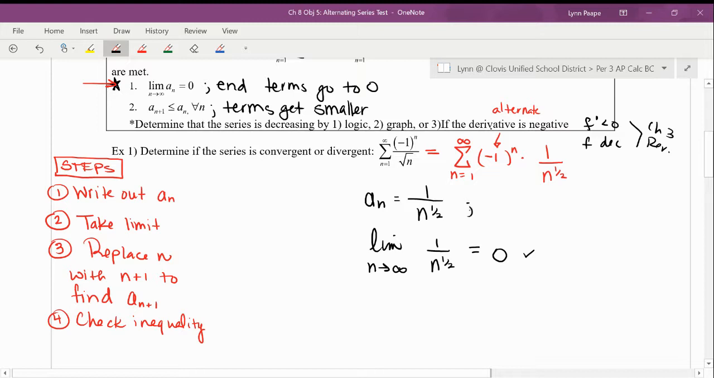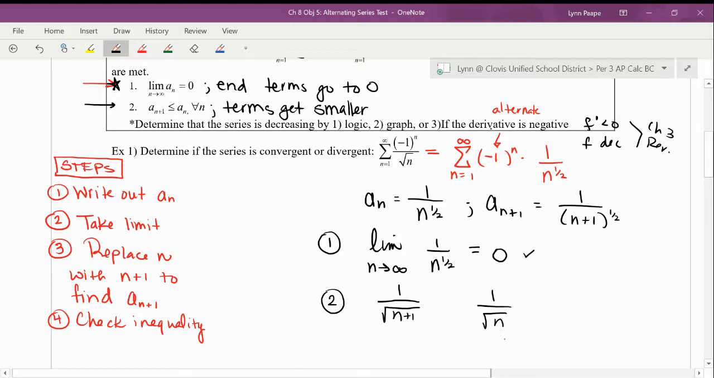There we go. So I'm going to find a_(n+1) by replacing n with n plus 1. Okay, and then I'm going to compare that inequality. And let me just write, this is justification 1 up here, and now I'm going to look for justification 2. So I have my (n+1)th term, so that would be 1 over the square root of n plus 1, or to the power of 1/2. And then I'm going to compare that to 1 over the square root of n. And so right here, I know that n plus 1 is bigger, right? So I have a bigger denominator, so I have a smaller fraction, right? Bigger denominator, so this denominator is larger. And so that means that whole fraction then is going to be smaller. And so that's the second piece of the alternating series.